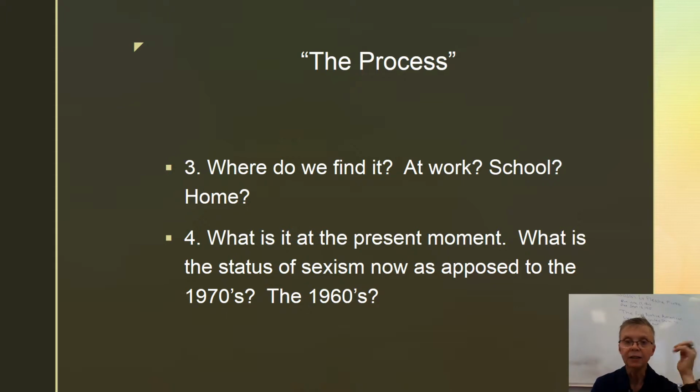Where do we find definitions, ways to explain terms and concepts to our readers? Can we find it at work, at school, at home? Quite possibly. What is it at the present moment? What is that term or concept? What is the status of it at the present moment? For example, what is the status of sexism in this country now, as opposed to the 1970s or the 1960s?